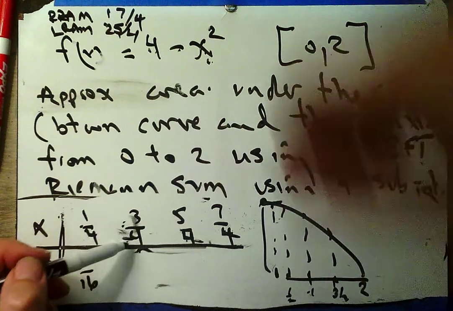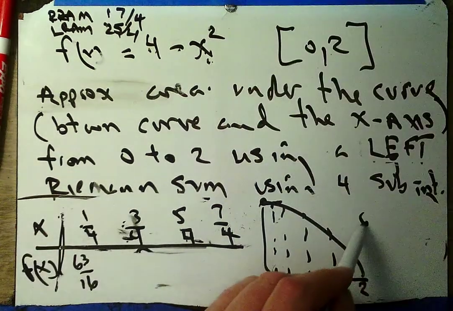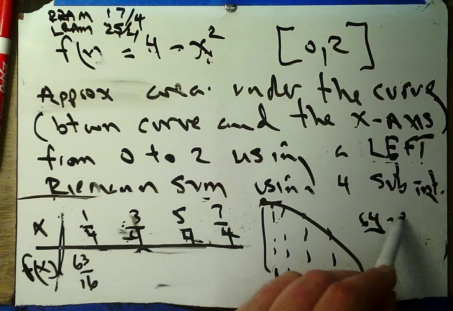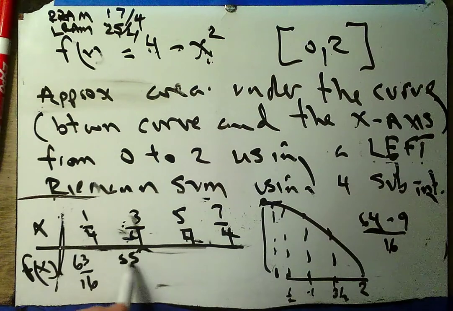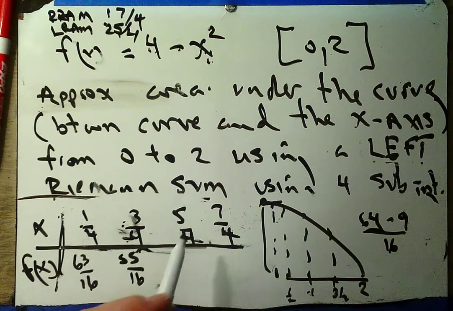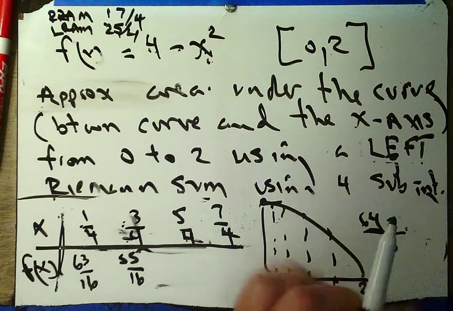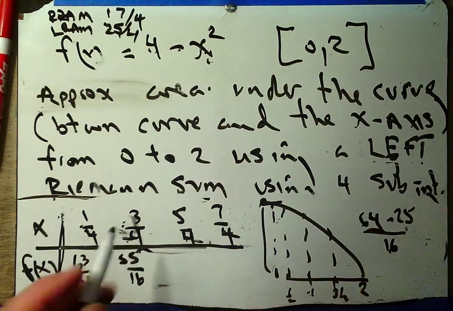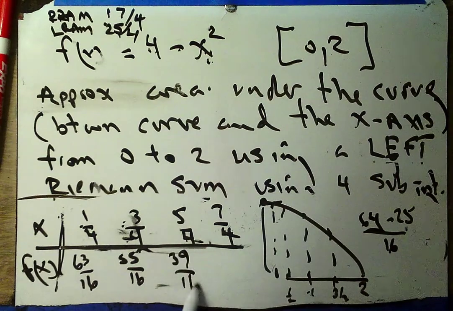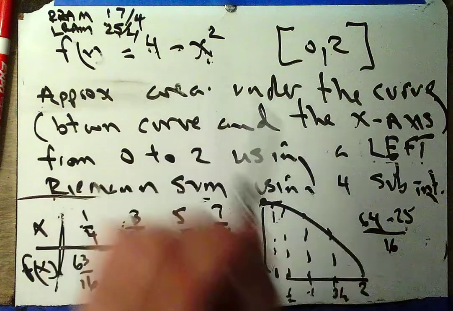If I plug a 3/4 in, that's going to be 9/16. 64/16 minus 9/16 is going to give me 55/16. If I plug in a 5/4 here, I'm going to have 25/16. And that's going to be 39/16. And finally, if I plug in a 7/4 here, it's going to be 49/16.